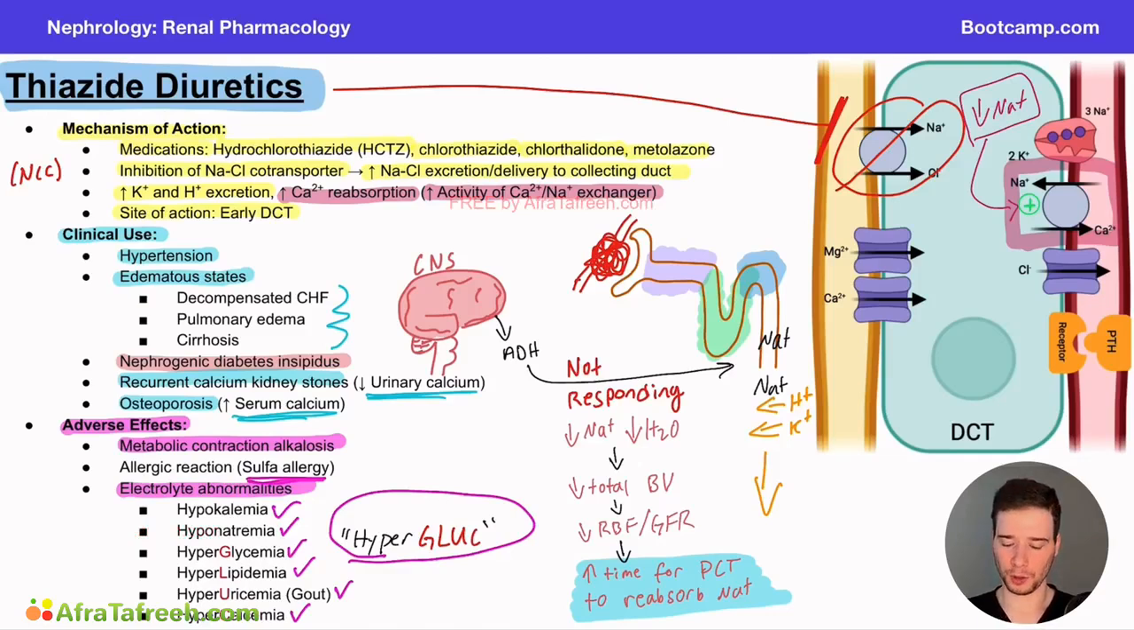Adverse effects are going to include metabolic contraction alkalosis. We've talked about this mechanism extensively, sulfa allergies, and a variety of electrolyte abnormalities, including hyponatremia, hypokalemia, in addition to this hyperglycemic, right? Hyperglycemia, lipidemia, uricemia, and calcemia.